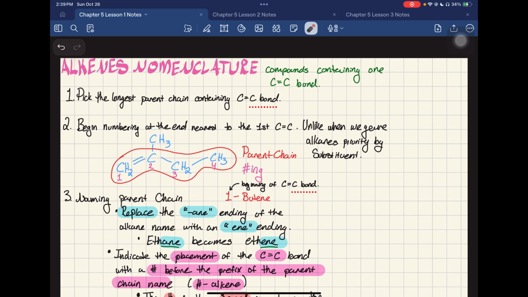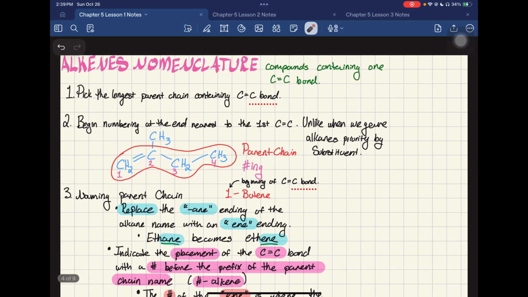So when you want to begin numbering, you want to begin at the end closest to the first carbon double bond, which is this end right here in pink. So we go 1, 2, 3, 4, right? So this is not like alkanes where we gave priority to the substituent, right? Even if we were giving priority to the substituent and this were an alkane, you would still number it this way. But we're not looking at substituents when it comes to alkenes, right? The ene is the suffix, and we are looking for carbon double bonds.